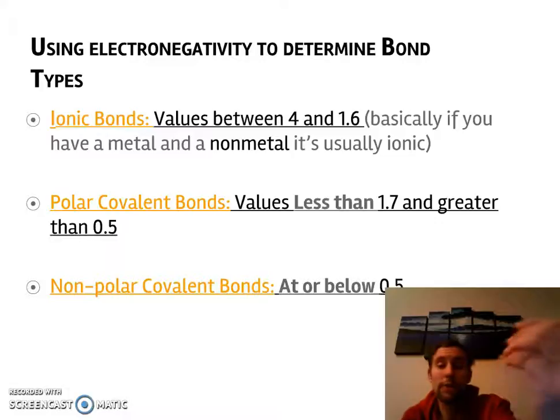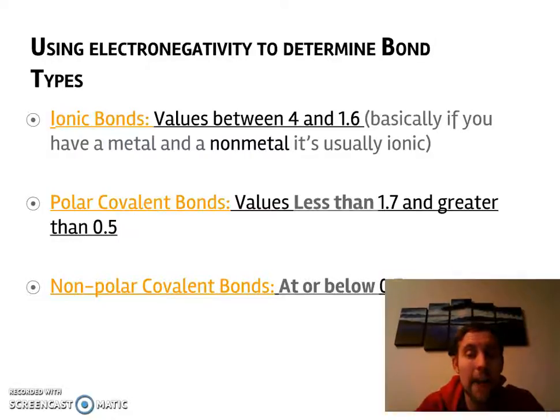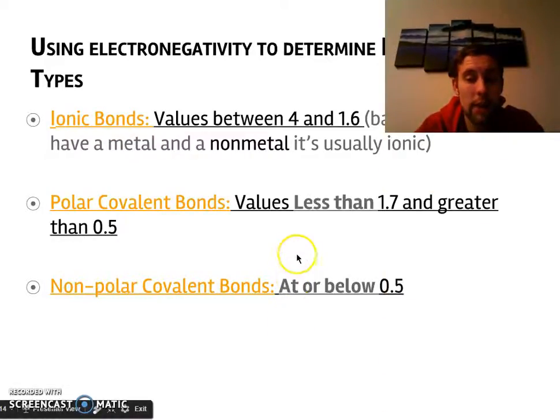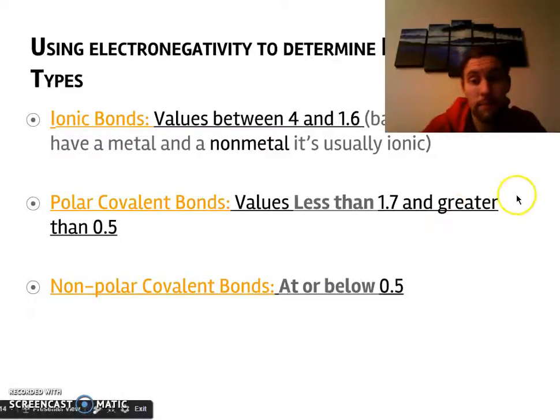Polar covalent is when it's less than 1.7. So 1.69 all the way down to anything over 0.5. So 0.51 to 1.69. And non-polar covalent bonds is when it's at or below 0.5. So 0.5 all the way down to 0. That's your non-polar covalent bonds. So make sure you jot these down, have them, and know them for your next quiz.